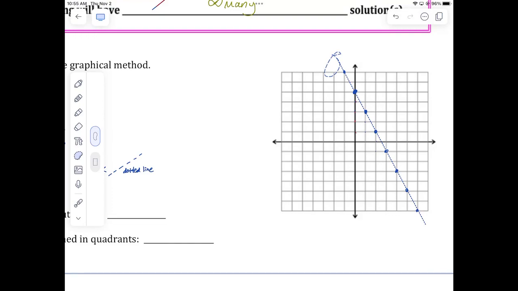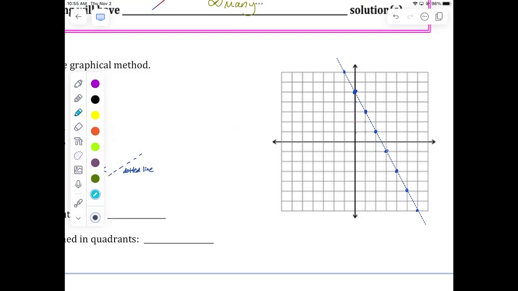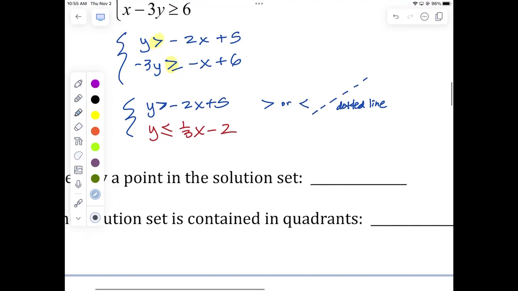Now there's one last thing that we have to do. Switch to your highlighter and switch to a light color, the same color you graphed the line with, but a lighter shade. Now we're going to shade above or below depending on what it says. If it's greater than, whoa, now I'm writing with the dotted line. I don't want to do that. Okay, on the color, there it is.